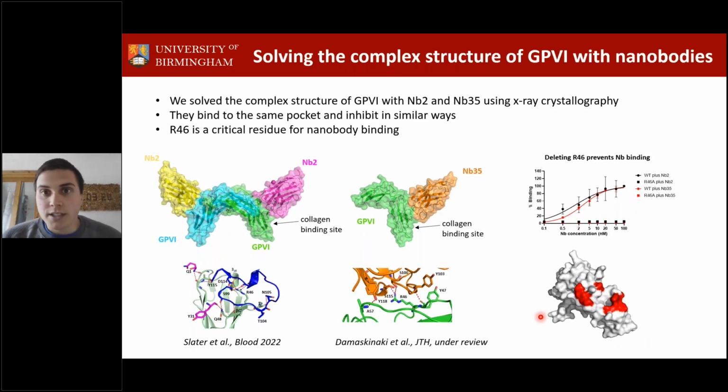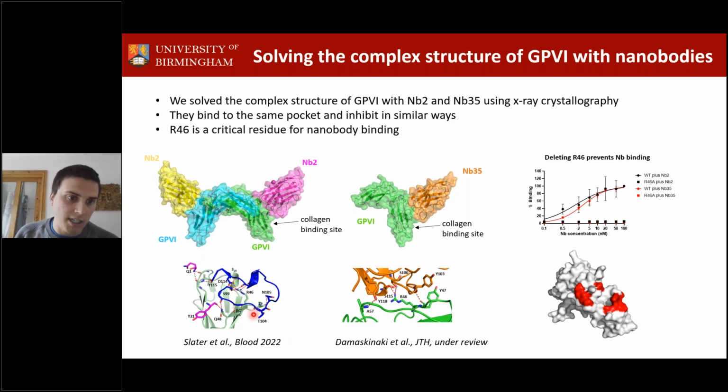So our next goal was to see, okay, these nanobodies, nanobody 2 and nanobody 35 especially, are very good inhibitors. Can we map where they're binding on the receptor? That's exactly what we did. We mapped both nanobody 2 and nanobody 35 using X-ray crystallography. We showed that they bind the exact same pocket on GP6, and that pocket is just adjacent to where collagen binds. Collagen binds to this pocket here and here, and you can see the nanobodies sit right next to the ligand binding site.